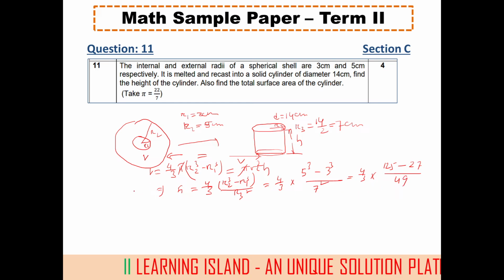Now in the second portion I have to find out the total surface area of the cylinder, that is TSA. What is the TSA of the cylinder? That is 2 pi r into (h plus r). If we put all this data here, 2 into pi, which is 22 by 7, into h, put the value of h we have got here, and r is 7. By this you will get the result.